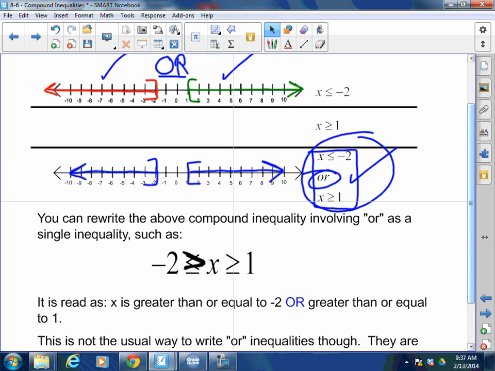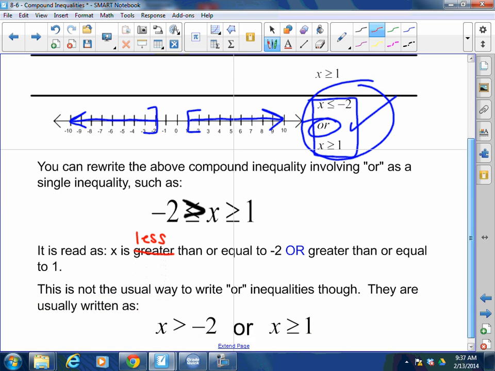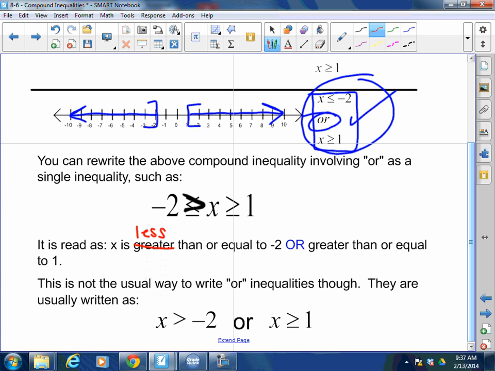Okay. So again, you read it from the variable. And this is wrong. X is less than or equal to negative 2, or greater than or equal to 1. This is not the usual way to write or inequalities, though. They are usually written like this. X is less than or equal to negative 2, or x is greater than or equal to 1. Sorry about the mistakes there. Does that make sense, my brothers?